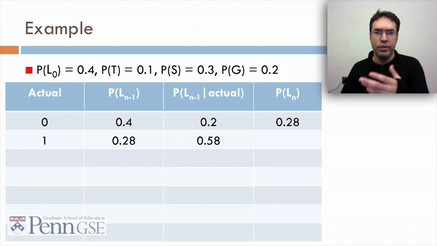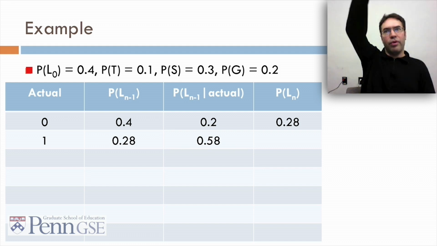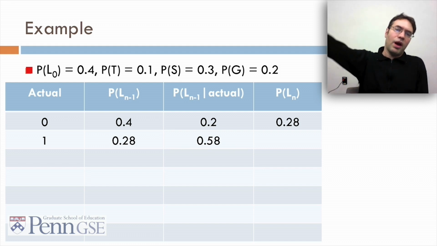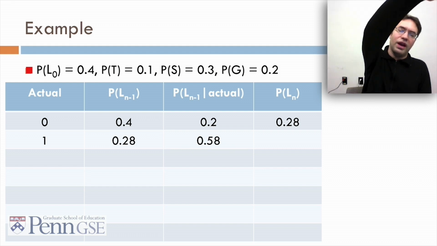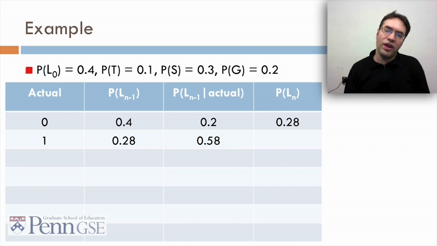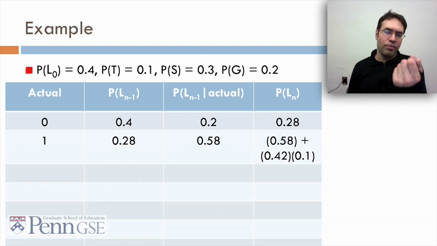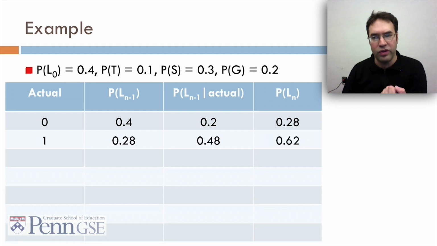That turns into 0.58. So you can see when they got it wrong, they went down from 0.4 to 0.2, which came up to 0.28, and then that 0.28 after they got it right was reassessed to be 0.58. These are pretty big changes, and that's because the probabilities of slip and guess are pretty low in this model. So then the probability that they knew it afterwards is the probability that they knew it beforehand plus the probability that they didn't know it times the probability they learned it, which comes out to 0.62.